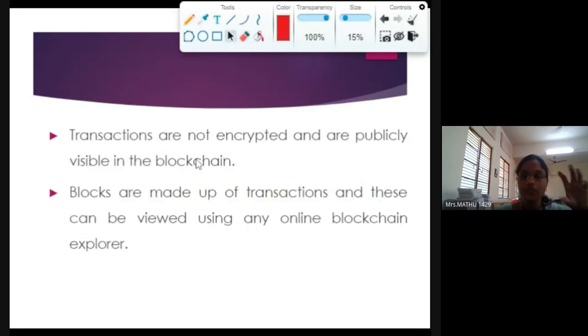After doing these transactions, the transactions are not encrypted, and they are publicly available in the blockchain networks. Several blockchain explorers are there, where you will be able to identify the transactions and when they have happened and so on. The blocks are made up of transactions, and these can be viewed using any online blockchain explorer. There are several blockchain explorers available.